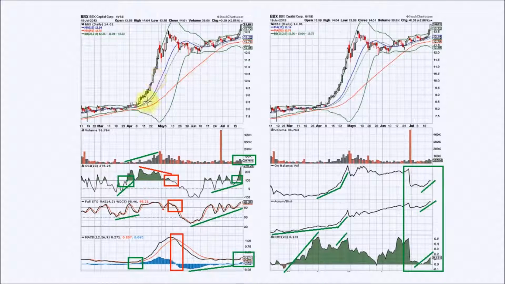So that's what you'll be able to do by looking at setup 1 and then setup 2. You get the full picture.